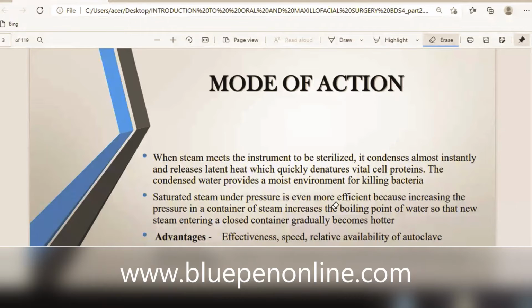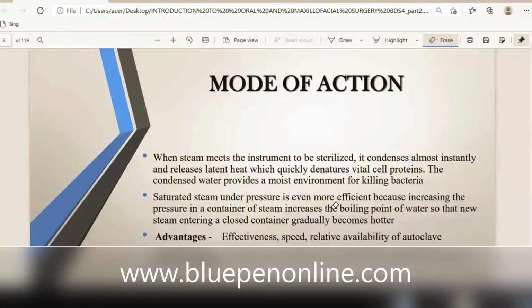Are you able to follow me? Okay, so let's see. The advantages are effectiveness, speed, and relative availability of autoclave. And disadvantages: the first thing, the cost of autoclave is very high. And the second thing, this is a problem that I also face, because when we put an instrument like a scaler or a scaler tip inside the autoclave, the next day you can see a brown colored patch over this.